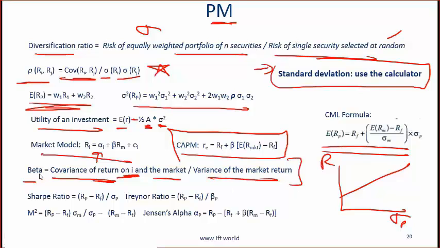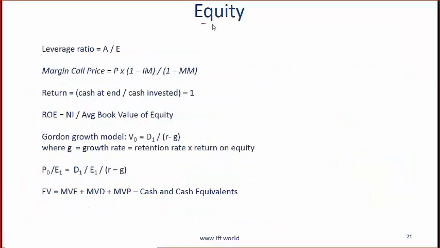So know this formula. There is a symbolic way of writing it, but I prefer writing it like this because it's easier to remember. And then these are some important measures, the Sharpe ratio, Treynor, M squared, and Jensen's alpha. So I would put these as type 2. You must know them. Equity.